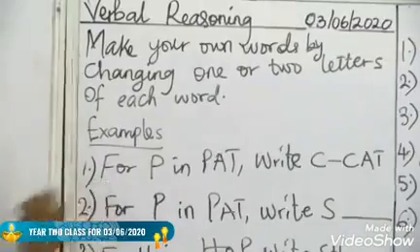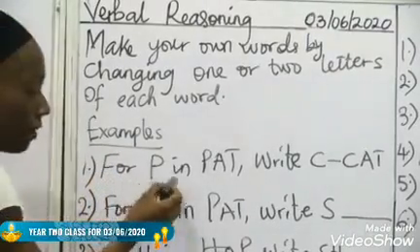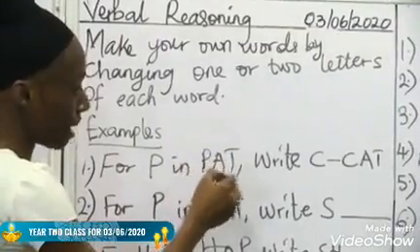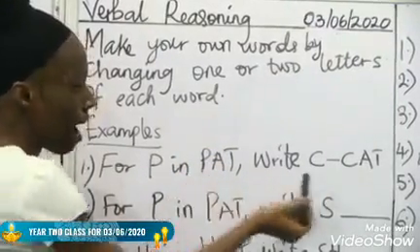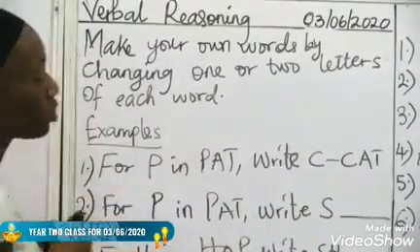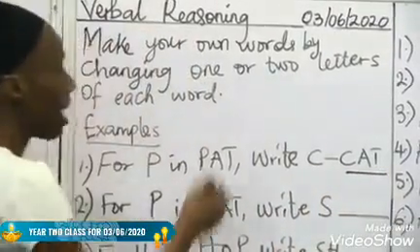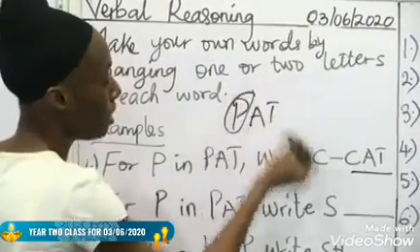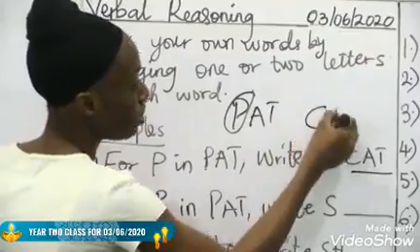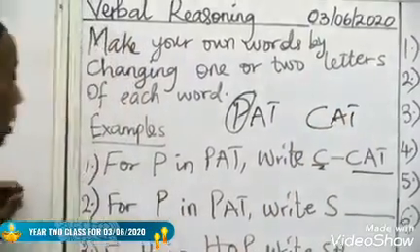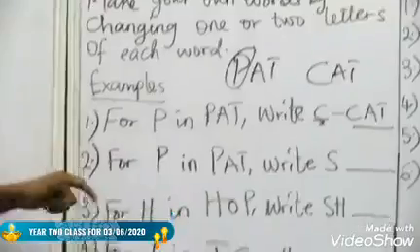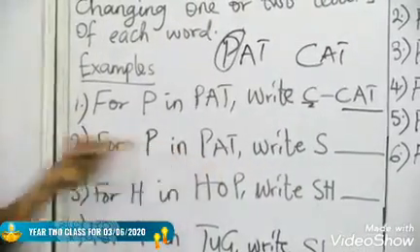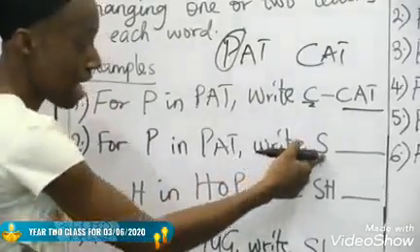Now look at the example. For P in impact. Look at the P in this part. They say we should remove the P and put C, which will give us cat. There is P here in part. You remove the P and write C, which will give us cat. Hope you get it. Now the number two example is for P in part again, we should write S.